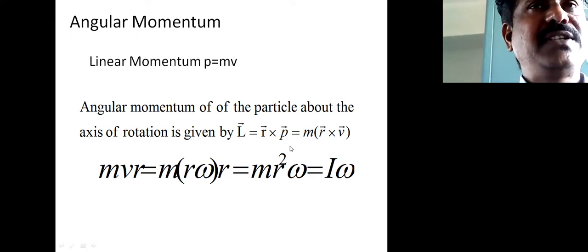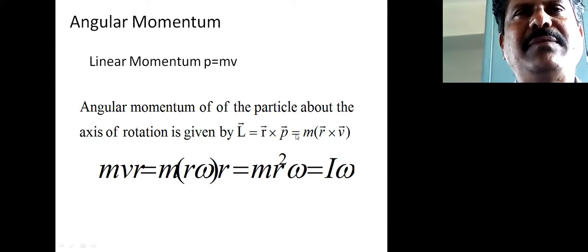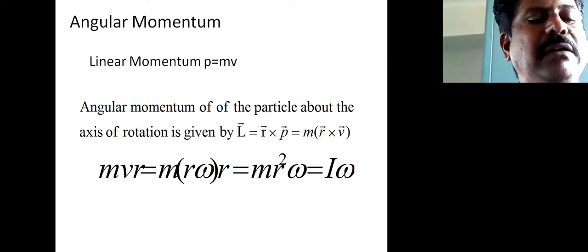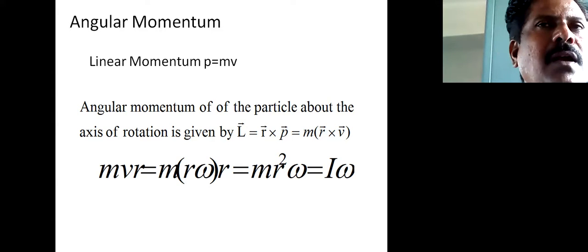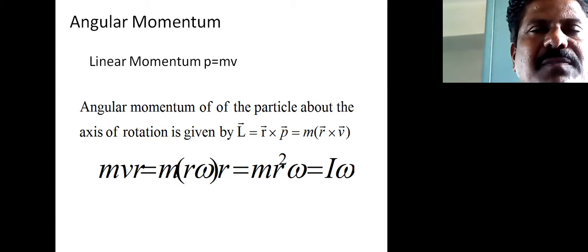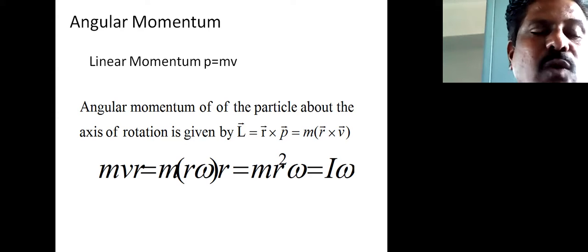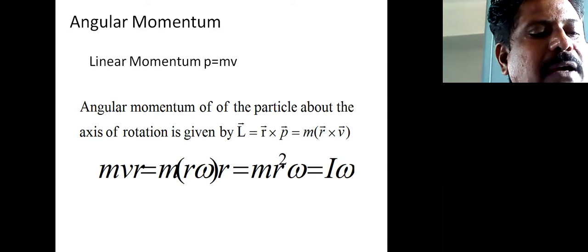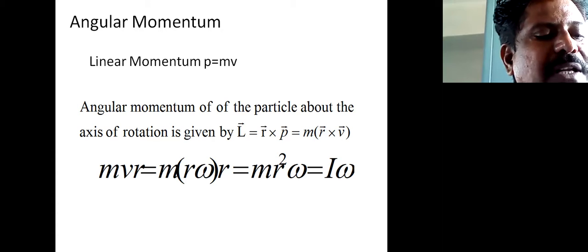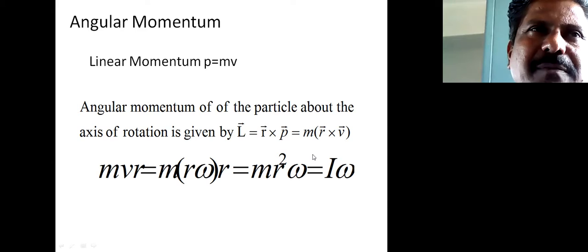Suppose you consider an object, a particle of mass m, moving about a fixed point. That object is rotating about a fixed point. Let r be the radius vector, that means r is the distance of that object from your fixed point. That's why we are mentioning it as the radius vector, and v is the linear velocity of that particle. Then we know that the linear momentum of that particle is given by p is equal to m into v.